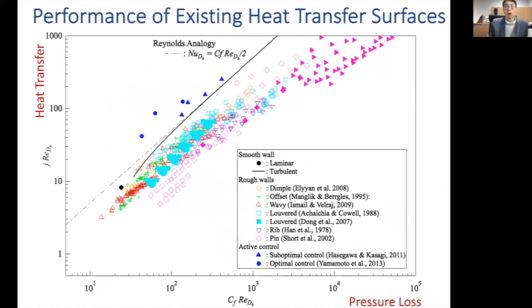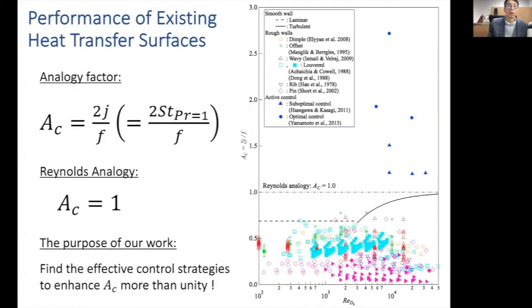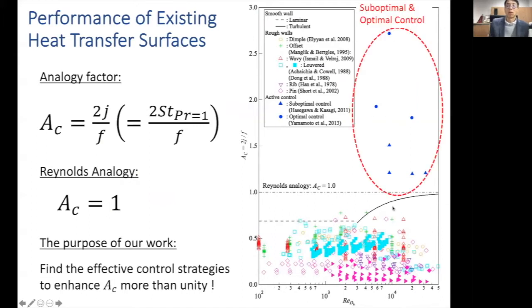Now look at where our results are located in this Cf and Stanton number map I showed before. As I mentioned, most of the existing heat transfer surfaces are below this Reynolds analogy line, and our suboptimal and optimal control results are located here. So they achieve an analogy factor higher than unity. And if we also plot the analogy factor as a function of Reynolds number, our results are located here, which is a huge improvement from existing surfaces.